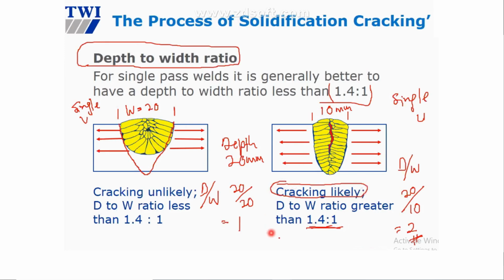For the single U, because the depth is higher than the width, that's one of the factors. High solidification cracking can occur. Compared to the single V, the depth to width ratio is less than 1.4, so the theory says solidification cracking is unlikely to occur. Memorize all this. They will certainly ask you. Take a photo of this if you want.